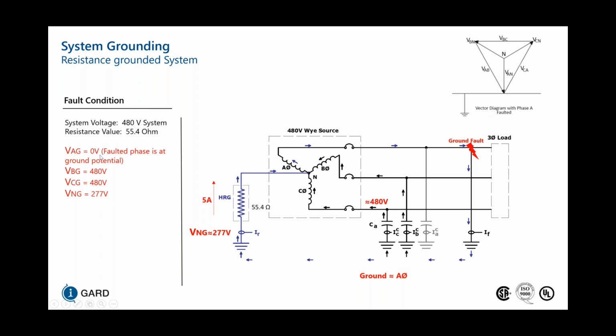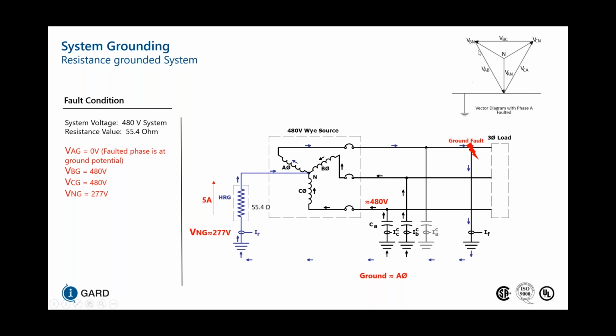Our phase A to ground remains at 0 volts, assuming that this is a bolted fault, so it matches the potential of ground, and our neutral gets elevated to 277 volts so that current can flow through the resistor. Otherwise, if the neutral was at 0 volts here and this ground is at 0 volts, there could be no possibility for current to flow through this resistor in this case.